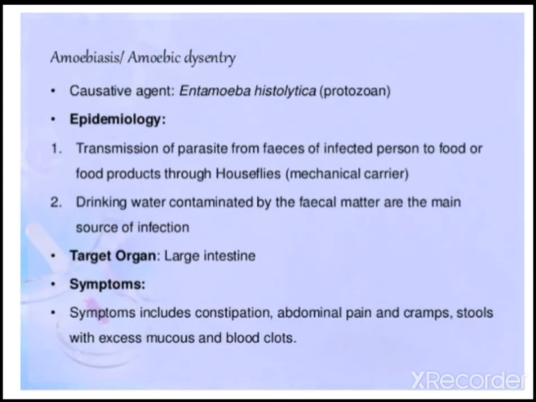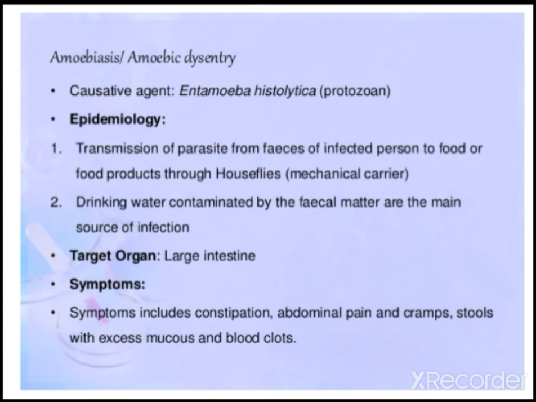Next, let us study amoebiasis, that is amoebic dysentery. The causative agent is Entamoeba histolytica, a protozoan. How is the parasite transmitted? From the feces of an infected person through food or food products, mainly through houseflies. Houseflies act as mechanical carriers, because inside the housefly it does not undergo development. What we studied in the Anopheles mosquito was undergoing some development, but here it's not like that. It just picks up and transfers the parasite. That's why we call it a mechanical carrier.